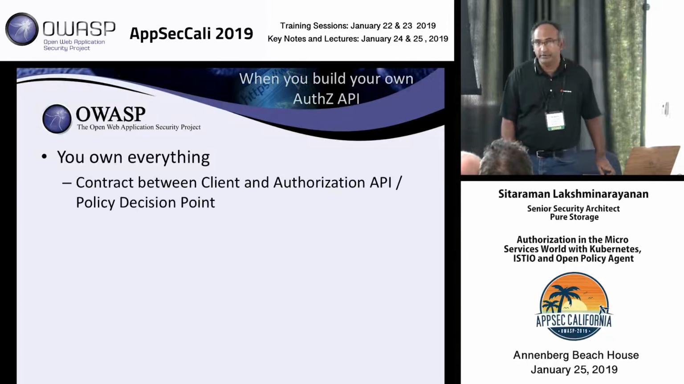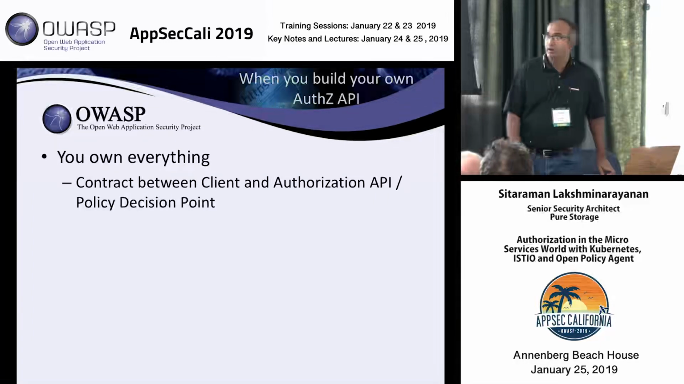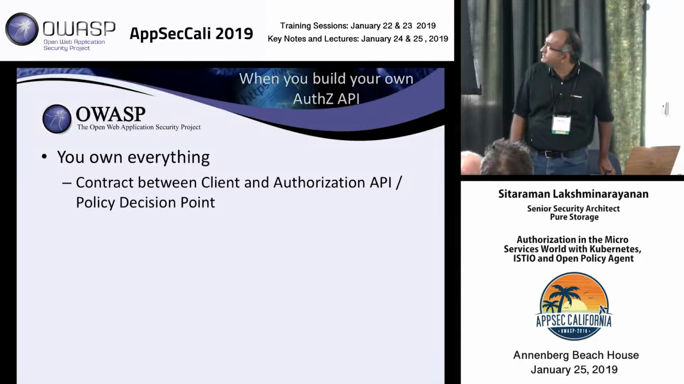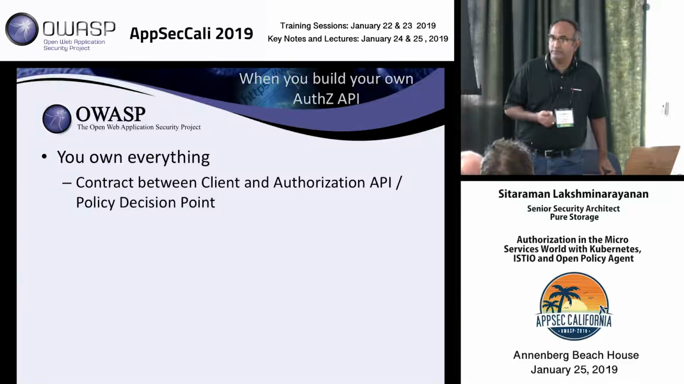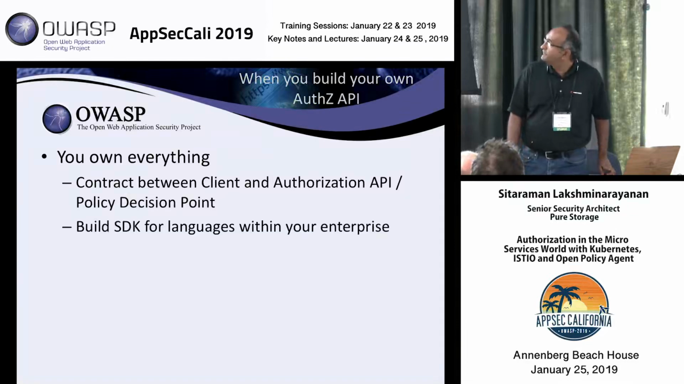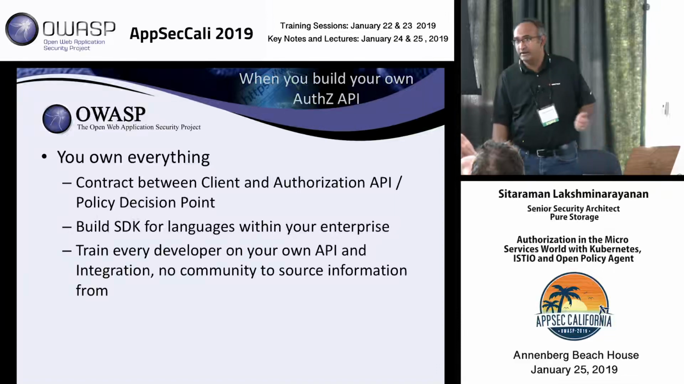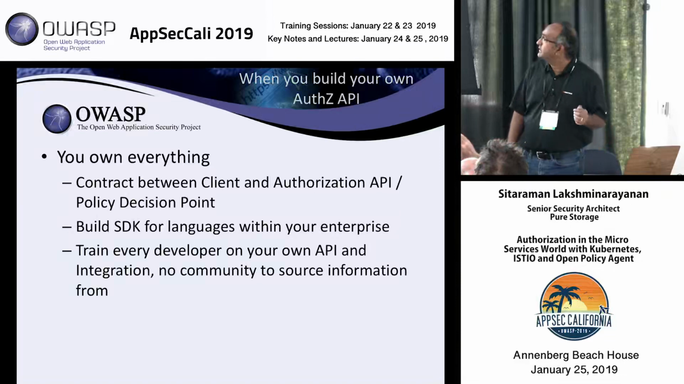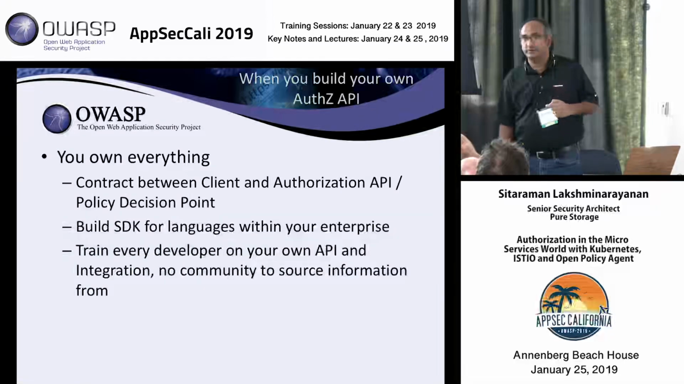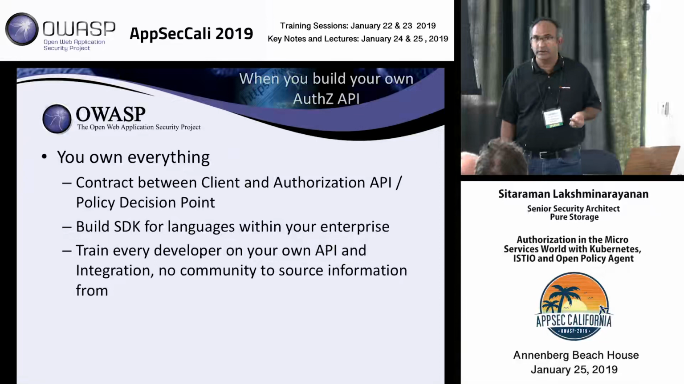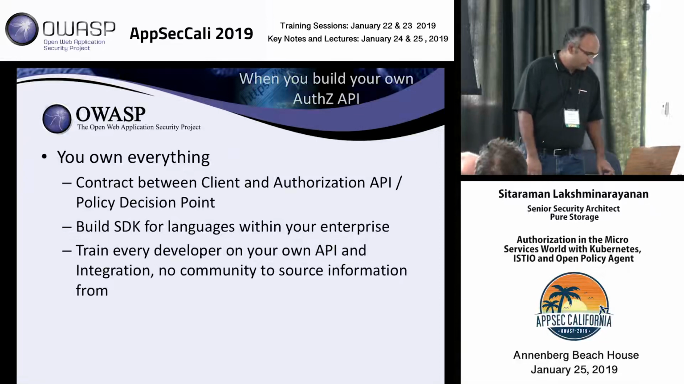You are building the authorization API. That means there will be a security team, or an application, product, and security team combined together, building the authorization API. Depending on how big the organization is, you're building the client SDKs for Node.js, Python. Then suddenly you're looking like an Auth0 kind of company. Based on your enterprise, if it's standardized on one platform, then you can build the SDK easily. Then you also have to train the developers on what the authorization API should look like, what the contract is. There's no open source community for them to go and look at how to get help.